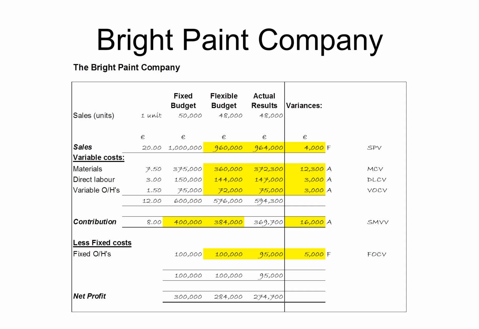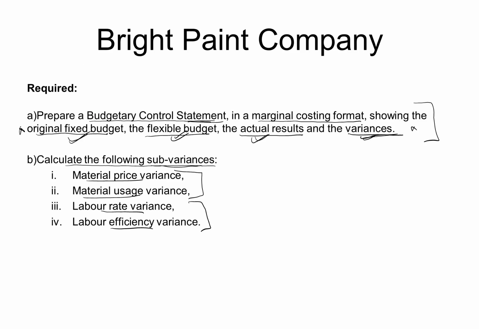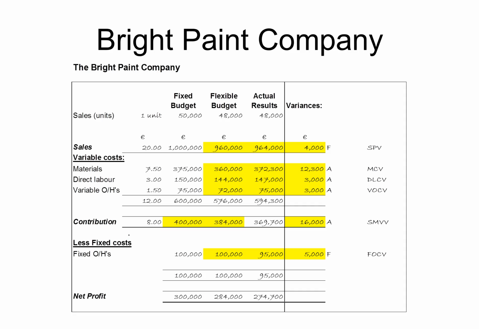So what I'm going to do is just go back to the question itself and have a look and see what we're asked to do. So if I go back to the requirements, we can see A we've completed, and now we're going to calculate the material price and usage variance and the labour rate and efficiency variance. So if I just go back to my budget control statement here, I'm going to take this variance here and subdivide it into its component parts, a price and a usage component. And then I'm going to take the labour, which is this here, 3,000 adverse, and divide it into its component parts, a rate and efficiency.